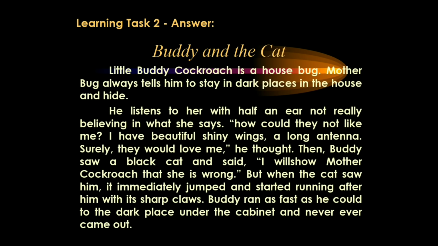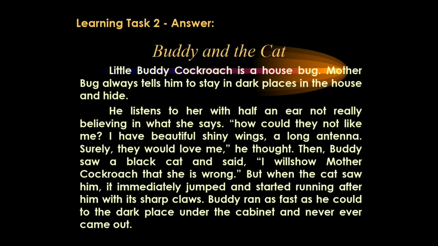How could they not believe me? I have beautiful shiny wings, a long antenna. Surely they would love me, he thought. Then Buddy saw Black Cat and said, I will show Mother Cockroach that she is wrong. And when the cat saw him, it immediately jumped and started running after him with its sharp claws. Buddy ran as fast as he could to the dark place under the cabinet and never ever came out. So, this is how you should have arranged your story. Did you get the same answer?